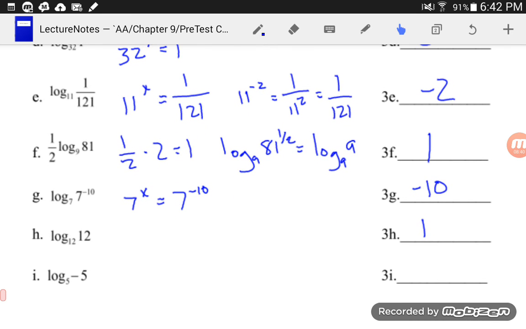And this last one, 5 to what power will equal negative 5? Nothing. No solution. There is no real power of 5. If you went to a negative power, you might be tempted to think negative 1, but that would just be 5 to the negative 1 equals 1/5, so that doesn't work. I can't do it to a fraction either. There's nothing that will turn it into a negative number, so there's no solution there.